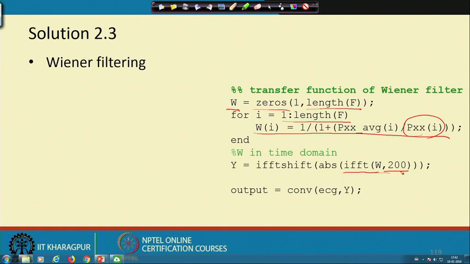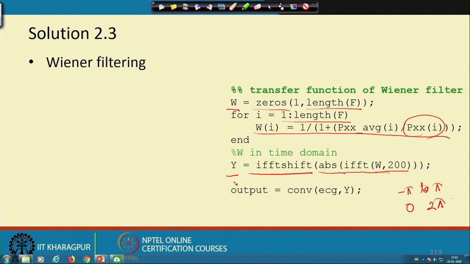IFFT of that, and as that filter should be a real one, we take the absolute value, because we are dealing with a real signal. Now, in this way when we are using FFT and IFFT, we get the output from minus pi to pi. So, there is a phase shift, we need to make it 0 to 2 pi, so we need to use the command IFFT shift, and then we get the filter output in the time domain.